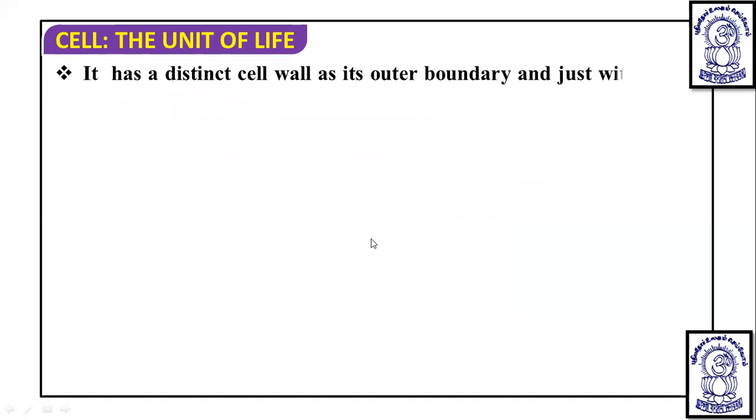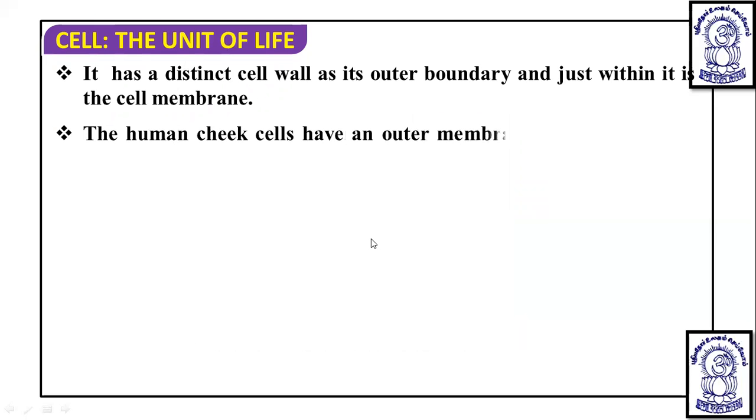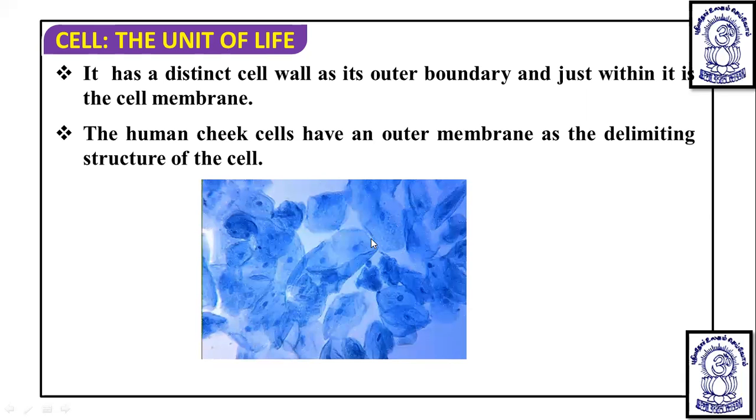It has a distinct cell wall because it is a plant cell, obviously. The cell wall is the outer boundary, and just within it is the cell membrane. So two membranes are found in a plant cell: the cell wall, and inner to that the cell membrane. But when we see the human cheek cell, it has an outer membrane as the delimiting structure of the cell. The outermost membrane is the cell membrane because the cell wall is absent in the animal cell, and it looks like this.